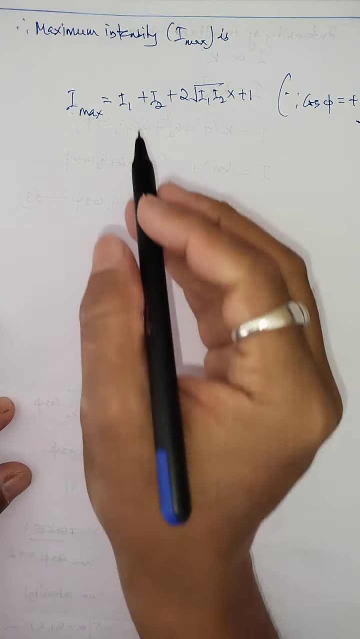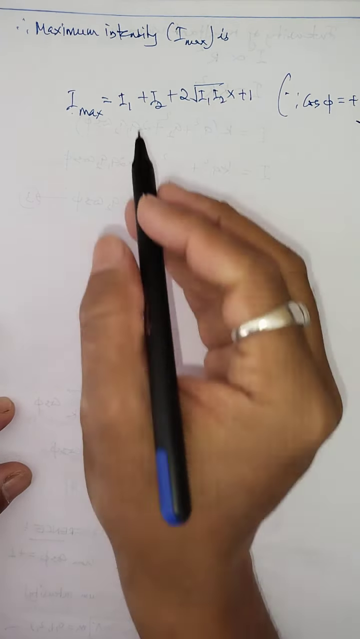But children, this relation can even be written this way also. You can write I1 as square root of I1 whole square, because square root of I1 squared means I1 only. Plus I2 can be written as square root of I2 whole square, because square root of I2 squared means I2 only. Plus 2 square root of I1, and I can split this one also, square root of I2.